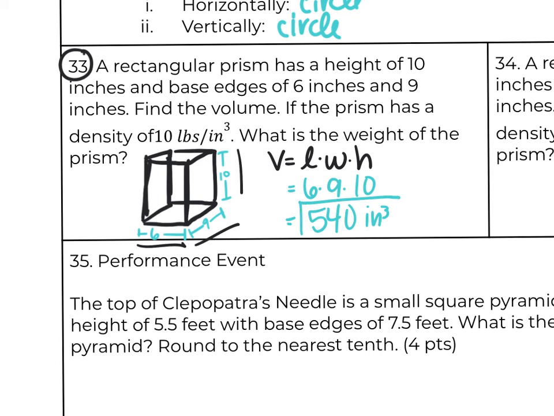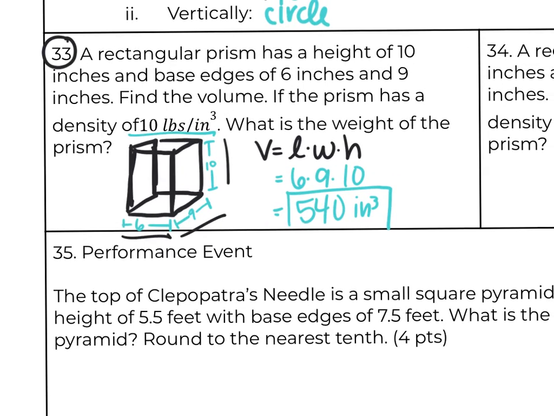inches cubed. And then the new part here that they're asking is, the prism has a density of 10 pounds per inch. What is the weight? So you're trying to find the weight. Every inch cubed represents 10 pounds. So all I'm going to do is take that times 10, which gives me a weight of 5,400 pounds.